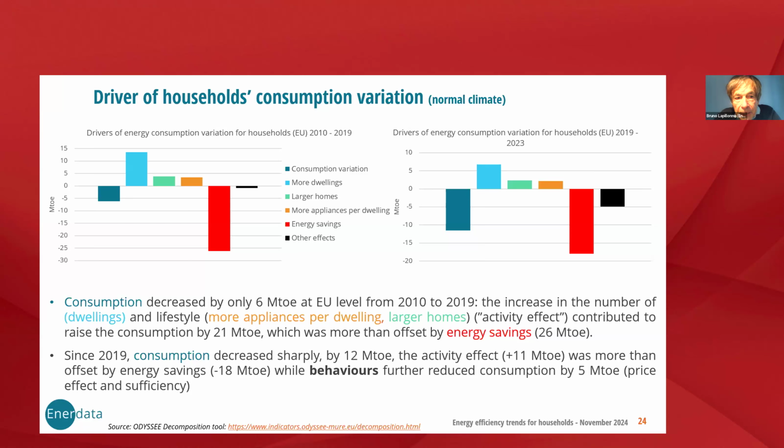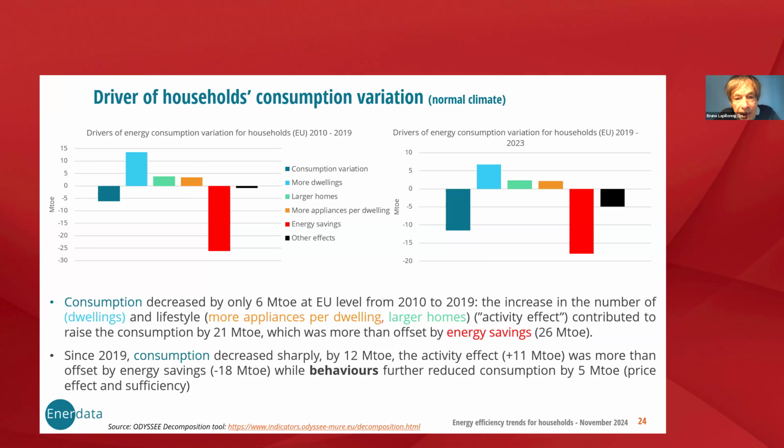And here we are dealing with the consumption at normal climate, as was the case for what was shown before. The increase in the number of dwellings and what we call the effect of lifestyle, the fact that people have more appliances per dwelling and larger homes, what we summarize as the activity effect, contributed to raise the consumption by 21 million ton oil equivalent, which was more than offset by energy saving, which reached 26 million ton oil equivalent.